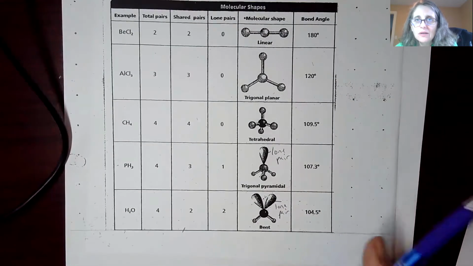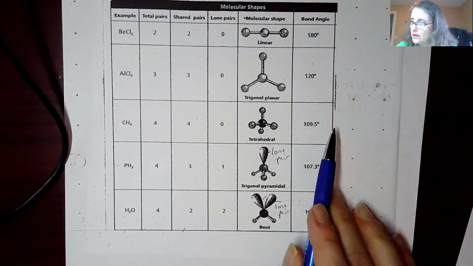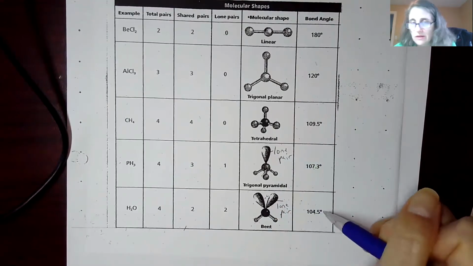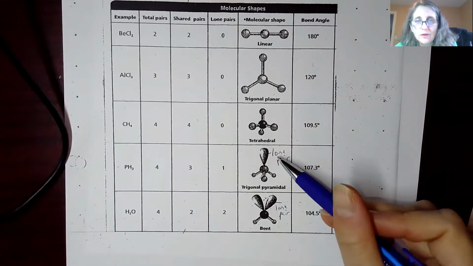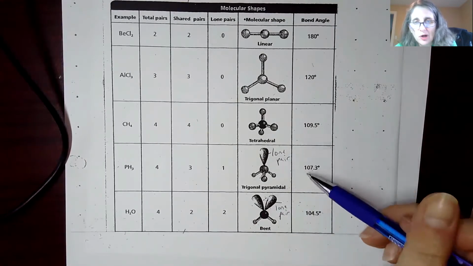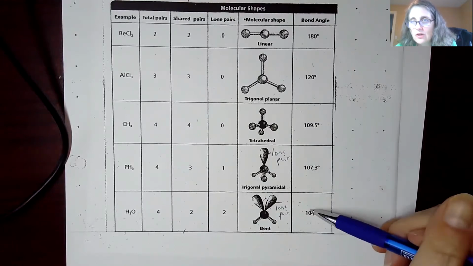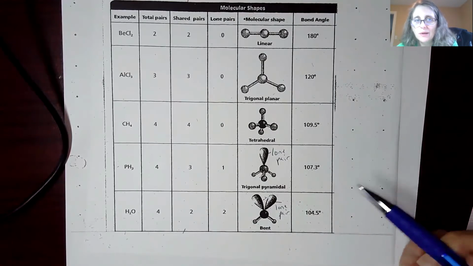And please realize with these bond angles, for all intents and purposes, this is close to 109. This is close to 107. This is close to 105. So every time you add a lone pair, you're going to subtract 2. So you're going to go from 109 to 107, and then 107 to about 105 is going to be the bond angle there.